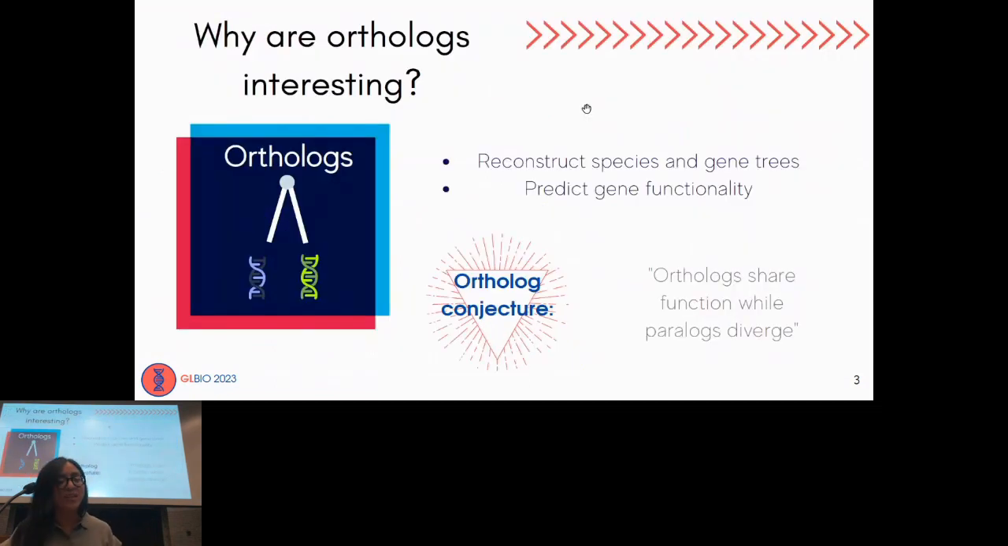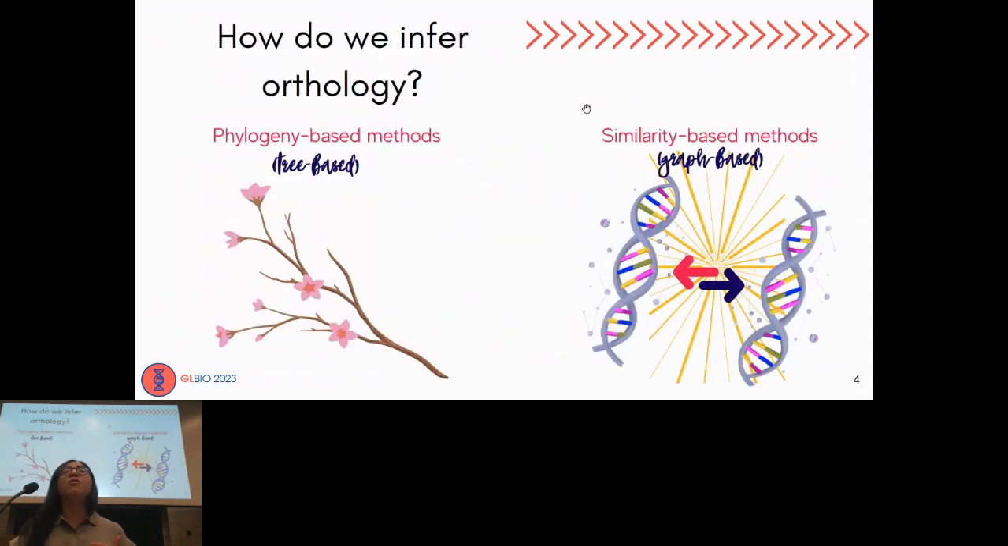Orthologs are particularly interesting because they can help us reconstruct species and gene trees, and they also help us predict gene functionality. They are also like the protagonist of the ortholog conjecture, which states that orthologs share function while paralogs diverge. Throughout the literature, we find two different methods for orthology inference. First, we have the phylogeny-based methods, which explicitly reconstruct these two trees, species trees and gene trees, and try to overlap them and explain the differences between them through speciation and duplication events.